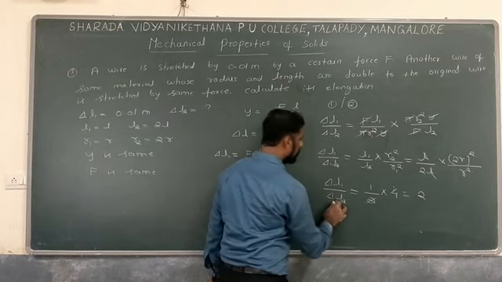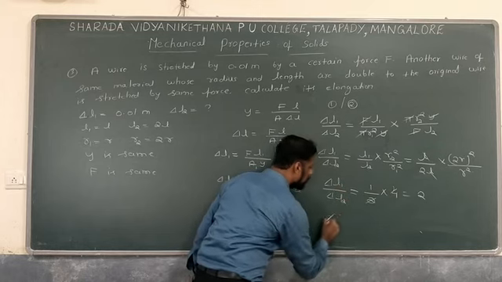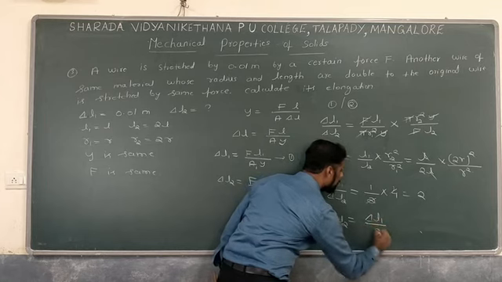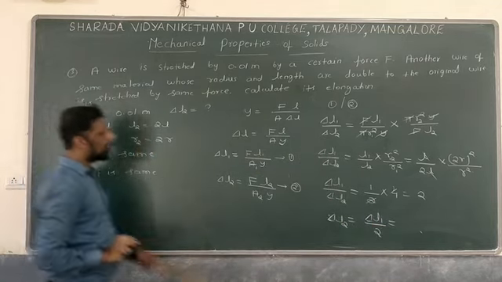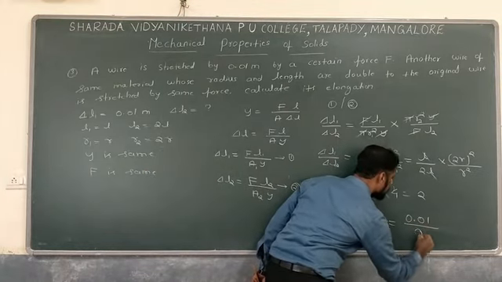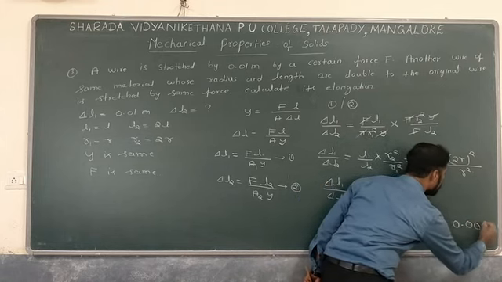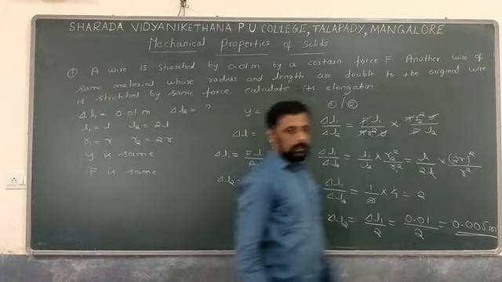Therefore, you are asked to calculate the value of delta L2. Delta L1 by delta L2 is equal to 2. Delta L2 is equal to delta L1 divided by 2. Delta L1 value is given, how much? 0.01. 0.01 divided by 2. That is equal to how much? 0.005 meter is the elongation produced in the second wire.